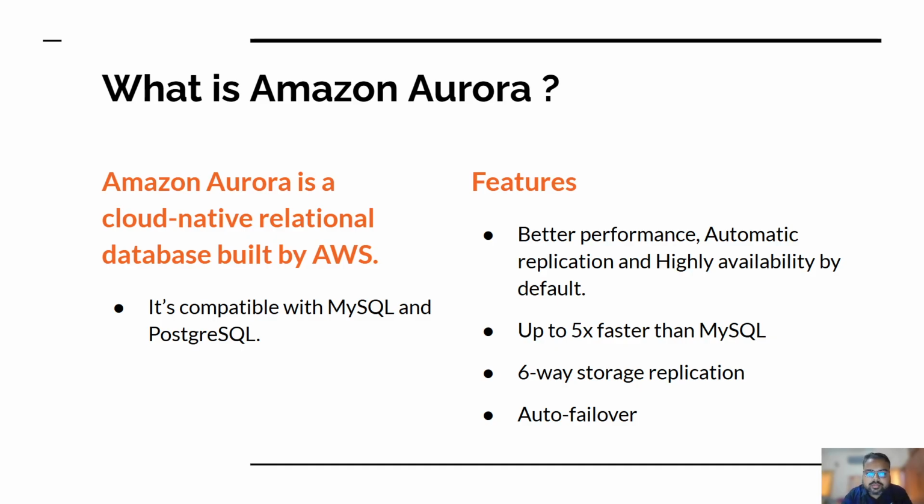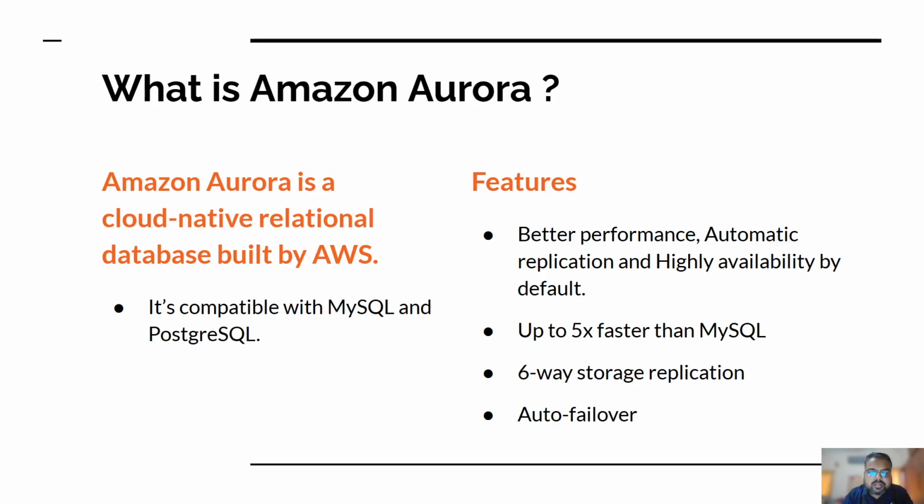So the question here is, what is Amazon Aurora? Amazon Aurora is a cloud native relational database service provided by AWS. It is compatible with MySQL and PostgreSQL, but as we compare it with the traditional MySQL infrastructure, it provides better performance, high availability, and automatic scaling compared to the traditional databases.